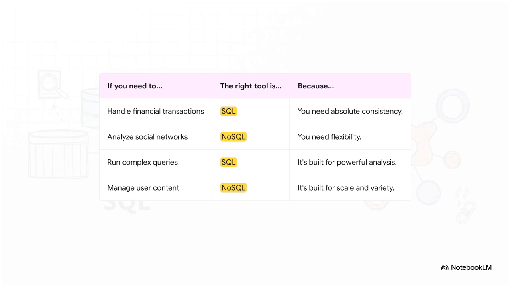So let's look at a few real-world examples to make it stick. If you're building a banking app, you hire the SQL librarian, no question. You need that absolute ironclad consistency. But if you're building the next big social network, you're going to need the NoSQL archivist to handle all that messy user-generated content and to map out billions of relationships. It's all about matching the right tool to the job at hand.